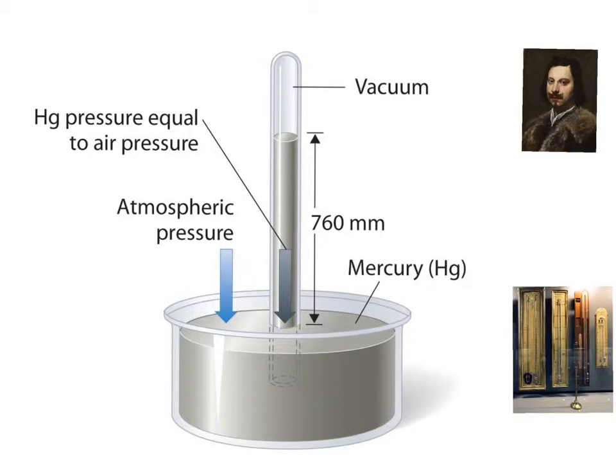So this is how air pressure was measured originally, and 760 millimeters. That's 76 centimeters, which is about the height of your desk, right? It's less than a meter. So the mercury would rise that much, and that's a measure of how much pressure the atmosphere is pushing down.